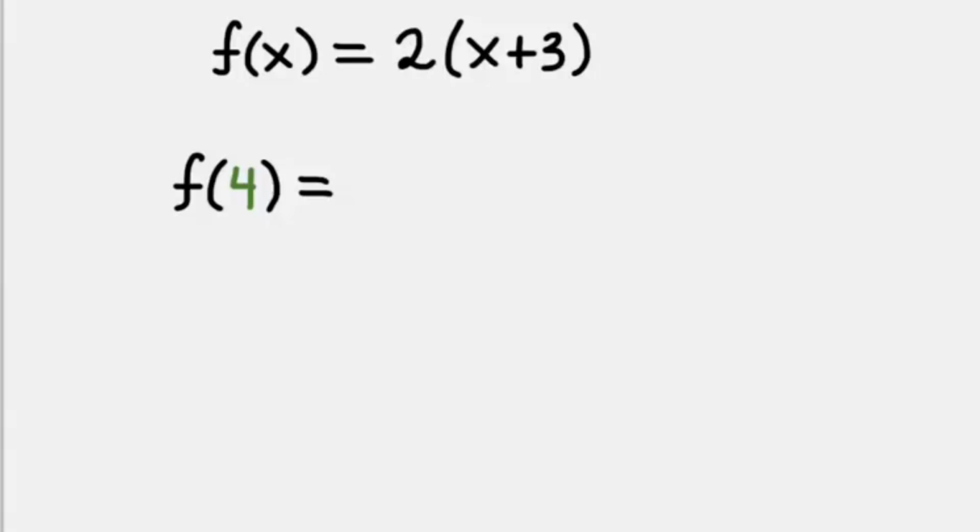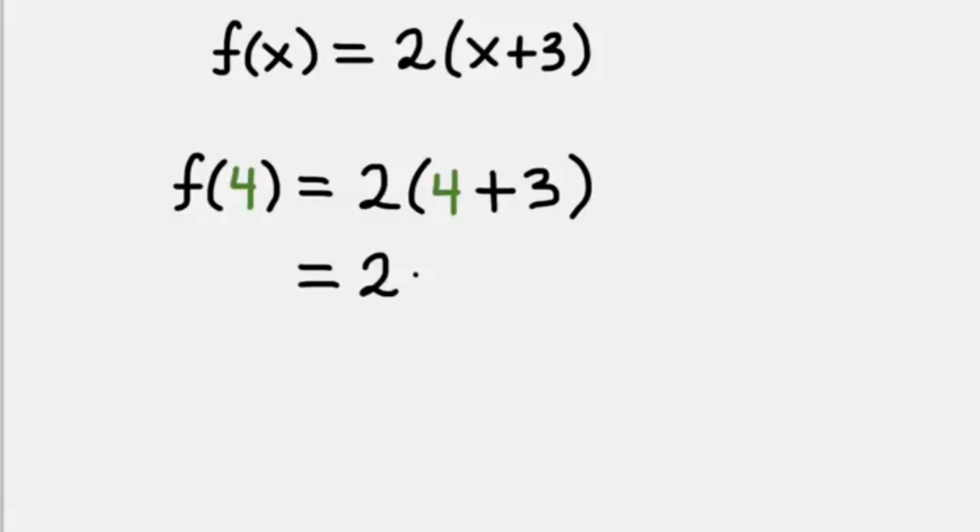Here, let's evaluate f of 4 for practice. So f of 4 equals 2, and now we're going to replace x with 4, plus 3, and then we just need to calculate what this is. So we have 2 times 4 plus 3, which is 8 plus 3 is 11, and that leaves us with 11. So we know that f of 4 equals 11.